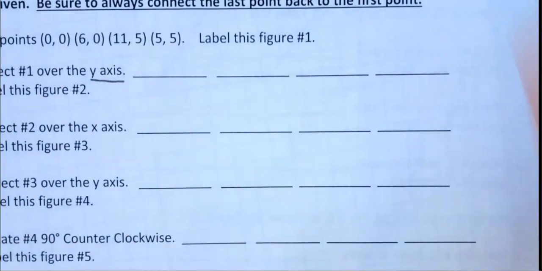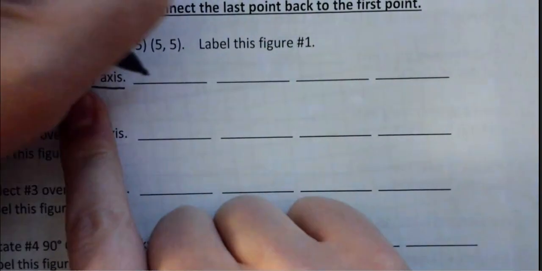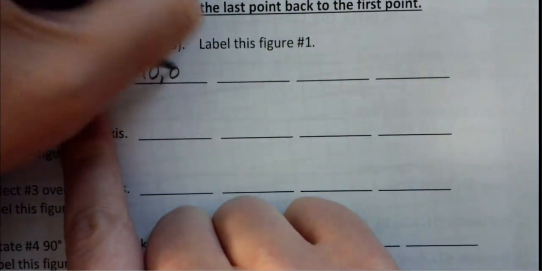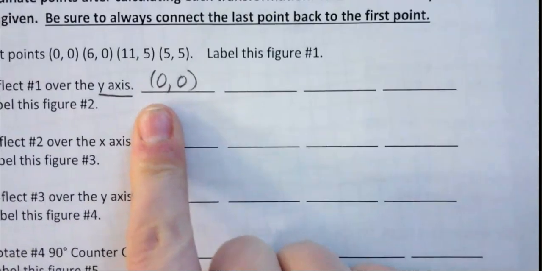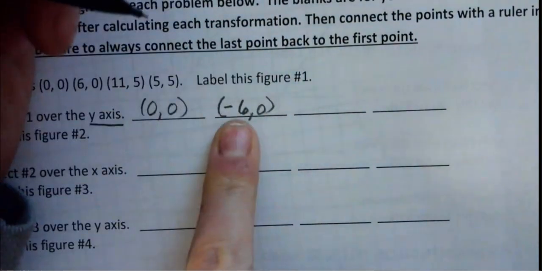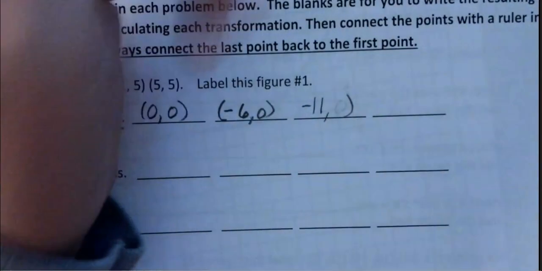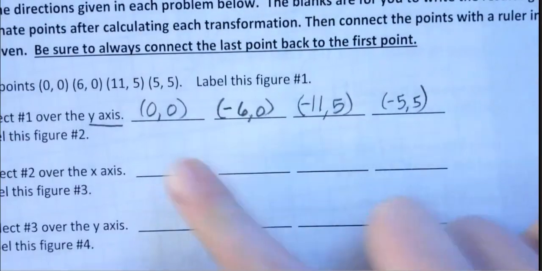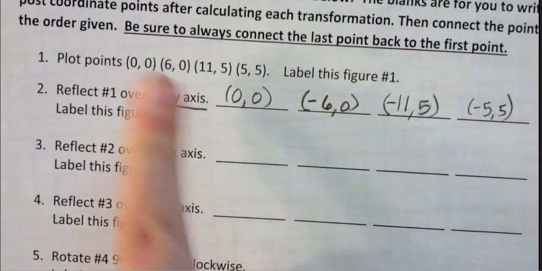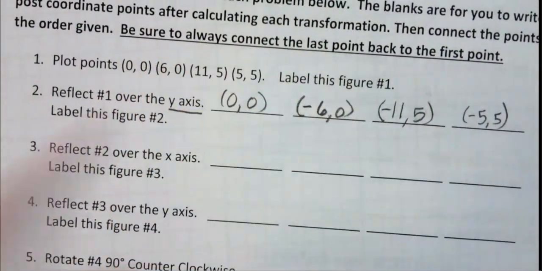Pretty easy. So let's go through. (0, 0) is going to stay the same, so we're going to call it (0, 0). (6, 0), we're going to change it to (-6, 0), because we're changing the sign of the x value. (-11, 5). I don't know why I put 0. That's why I'm using pencil. And then (-5, -5). So you guys see the change for this? Change the sign of the x value because it says go over the y-axis.